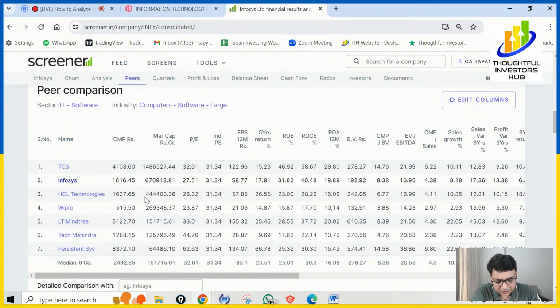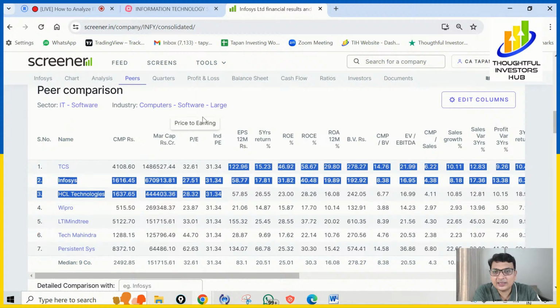Okay, now you can see here all the companies are there. Now you can compare with each other. Like now industry P. Now someone was asking, what is industry P? This is industry P ratio. This is, okay, 31.34.